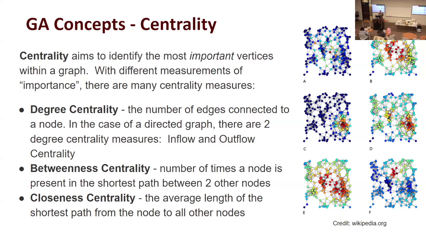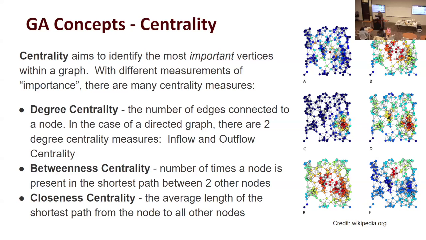So these are the nodes in your graph that might be transmitting the disease the most, right? That's betweenness centrality. Again, it depends on the particular application you're looking for. Sometimes you're looking for these betweenness centrality nodes. Sometimes you're avoiding them.